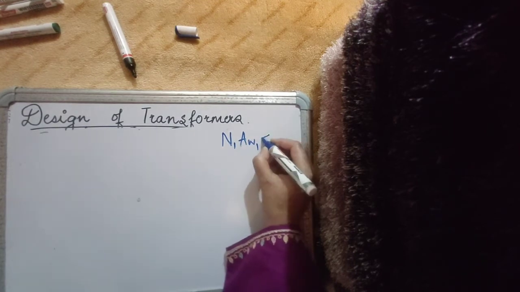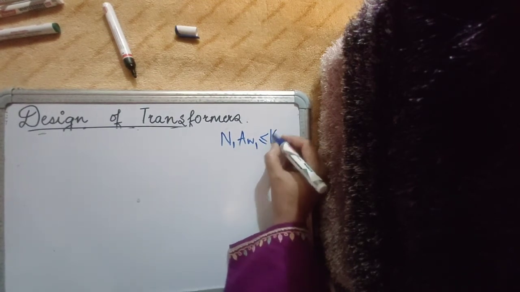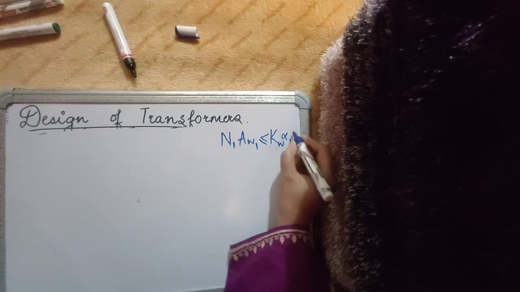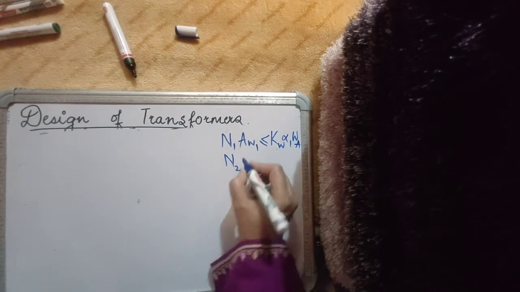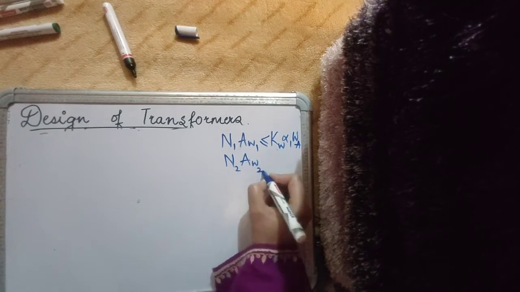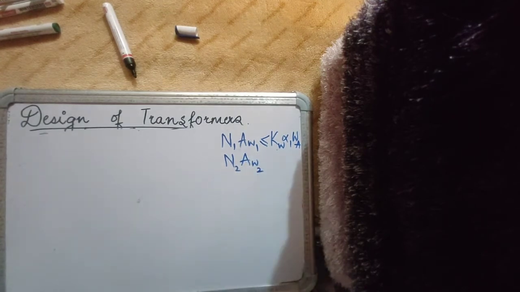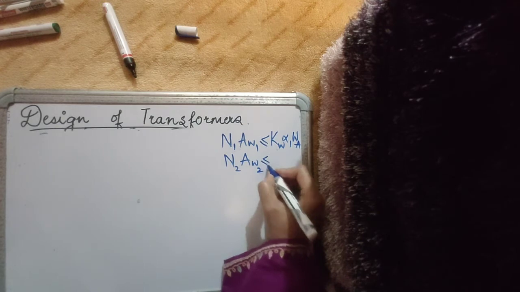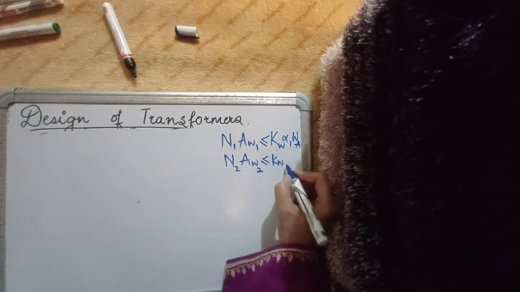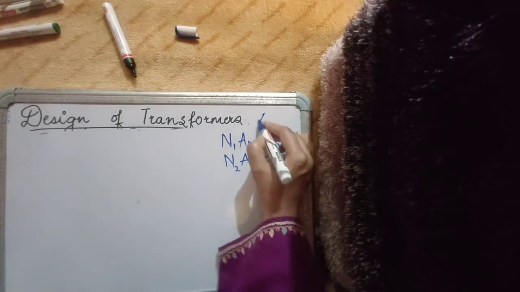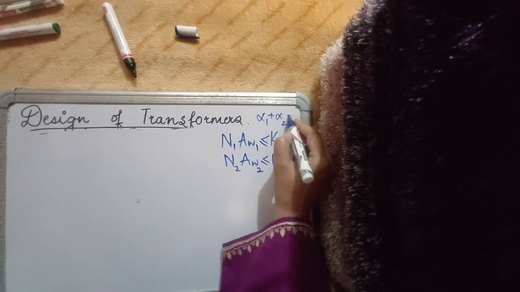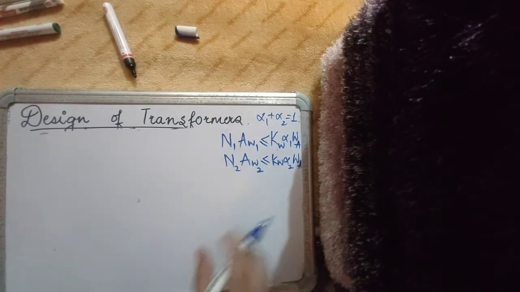N1 AW1 should be less than or equal to KW alpha 1 times the window area, and N2 AW2, where AW is the area of cross section of the wire, the winding or the electrical conductor, should be equal to KW alpha 2 times the window area, and also alpha 1 plus alpha 2 should be equal to 1. So this is the sizing constraint.